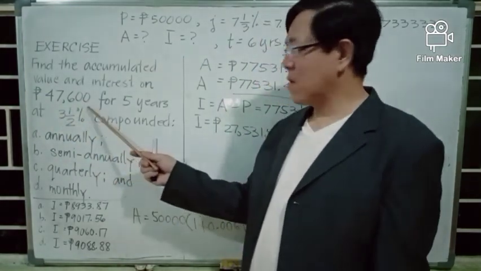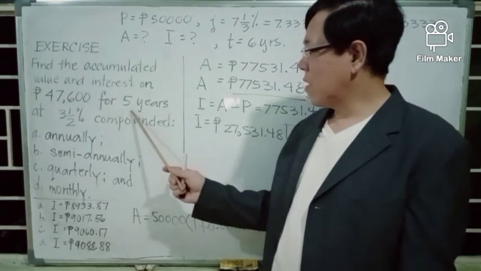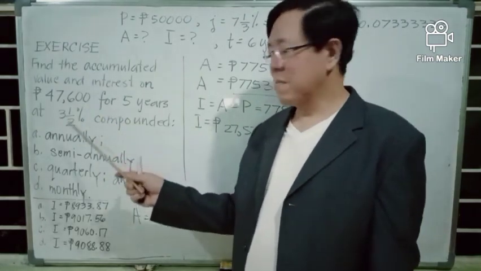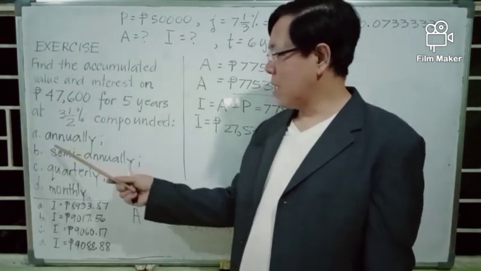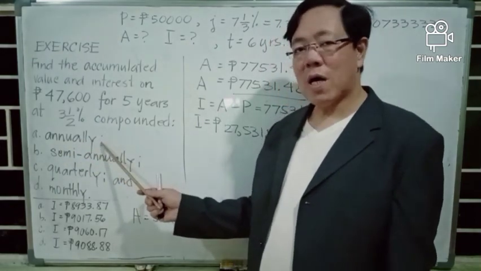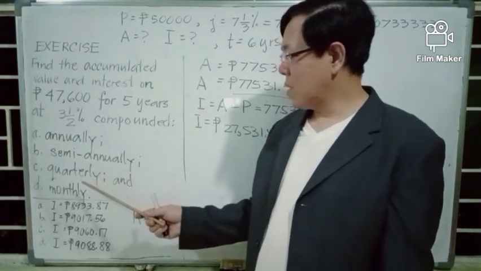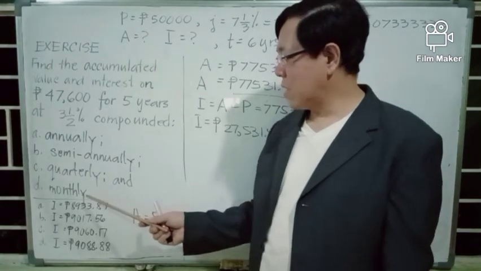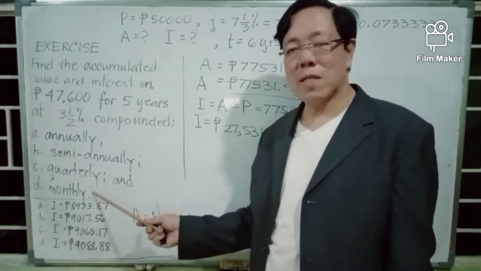The first thing that you will do is write the given, identify the given information, including 47,600 pesos, 5 years, 3.5%. And for letter A, you identify the value of M for annually, the value of M for semi-annually, the value of M for quarterly, and the value of M for monthly.